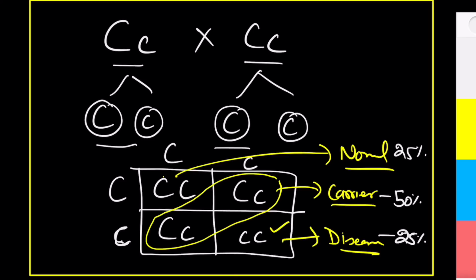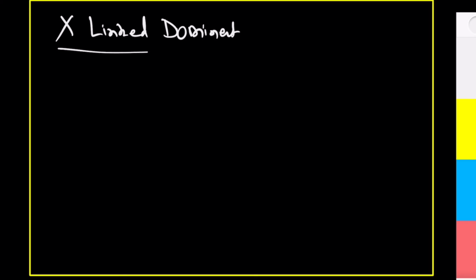Now in the case of autosomal dominant inheritance, one parent is responsible for passing the disease. In case of autosomal recessive inheritance, both of the parents are responsible for passing the disease. So hopefully this point is clear in your mind. Now let us discuss X-linked inheritance.